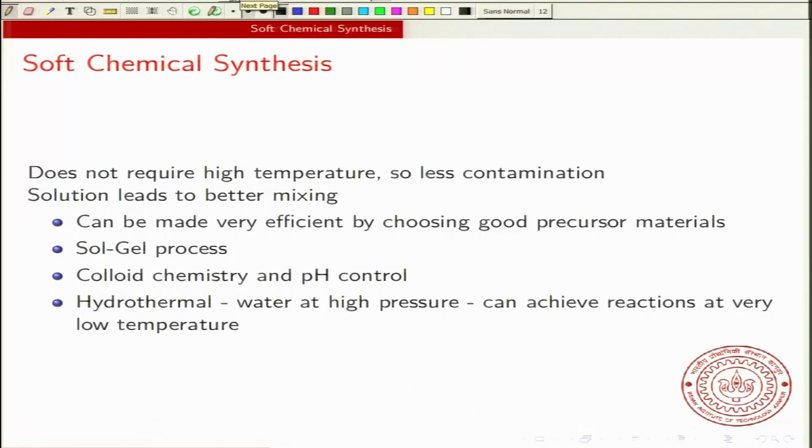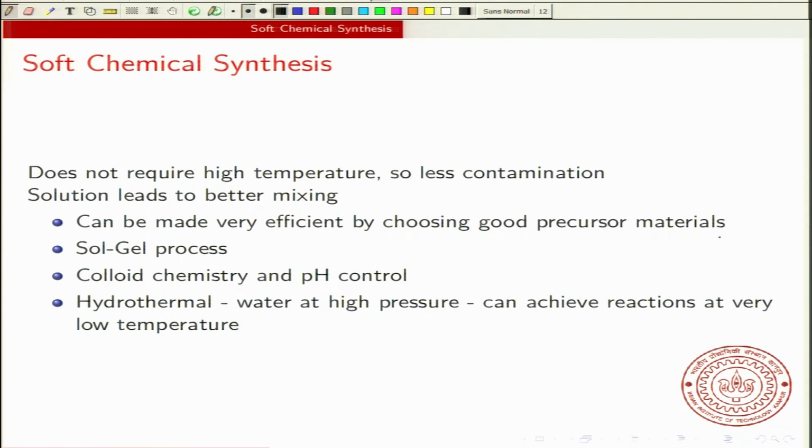Now, the alternate synthetic method is the soft chemical synthesis. In soft chemical synthesis you do not require such high temperatures. What is done is you use chemistry to make sure that the reaction takes place at much lower temperature. And the basic idea is that you use good precursor materials.